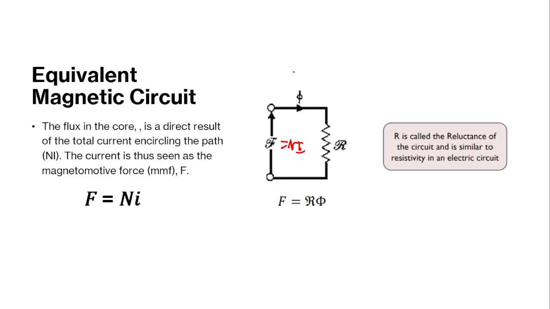Resistance is for the electric field one, and reluctance is for the magnetic field.